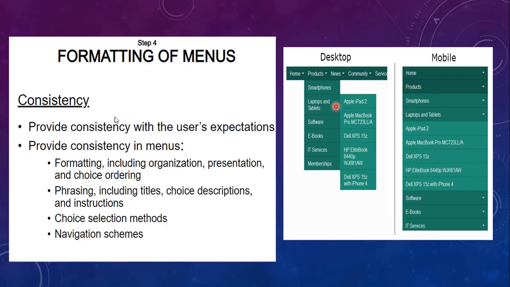Maybe the menu choice descriptions will always be in a single word, or in two words, not more than that, but you have to maintain the consistency for the descriptions as well. Also whatever instructions it is going to give on the screen, that also has to be consistent. Next, consistency has to be maintained in choice selection methods as well, and the navigation schemes. Whenever you move from one page to another page, there should be consistency maintained.